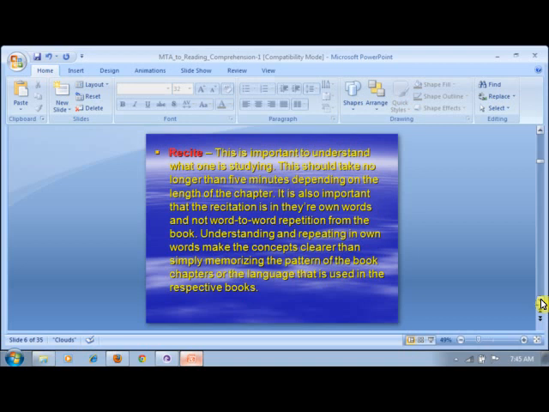Recite: this is important to understand what one is studying. This should take no longer than 5 minutes depending on the length of the chapter. It is also important that the recitation is in their own words and not word-to-word repetition from the book. Understanding and repeating in own words make the concepts clearer than simply memorizing the pattern of the book chapters or the language that is used in the respective books.